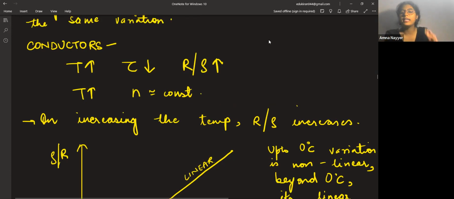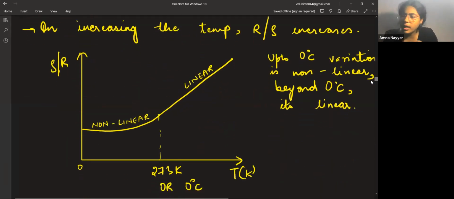When temperature increases, resistivity increases, and you get a straight, linear graph. But there is a twist: initially, before 0 degrees is reached, the graph is non-linear and does not obey Ohm's law, V equals IR. After crossing 273 Kelvin or 0 degrees Celsius, it becomes directly proportional, and a straight linear graph is obtained. This was the condition for conductors.